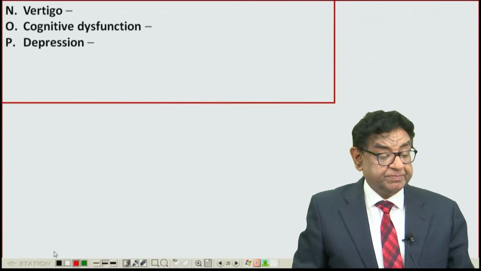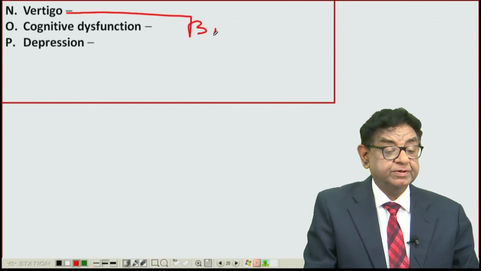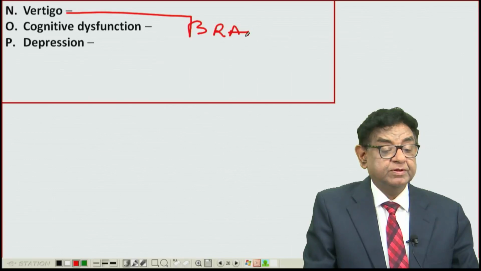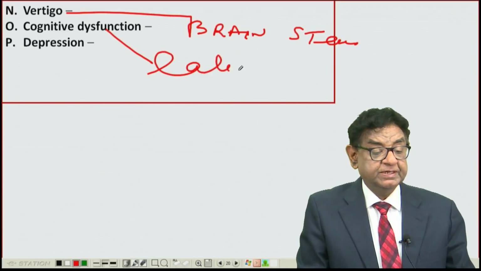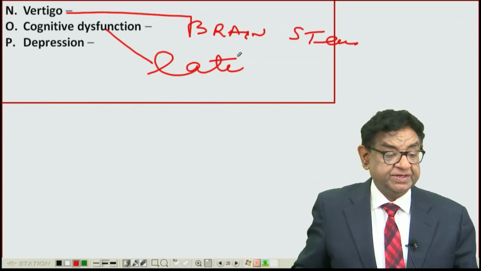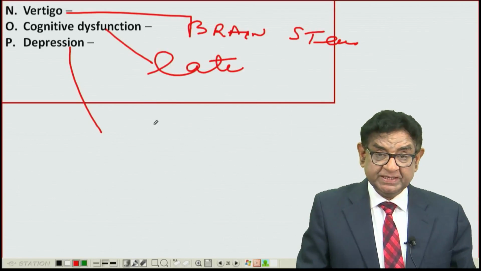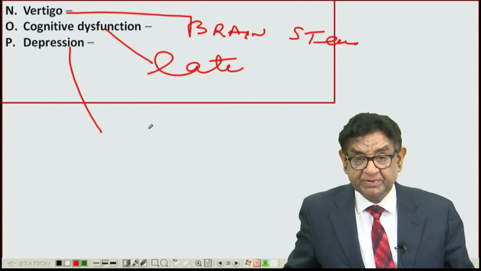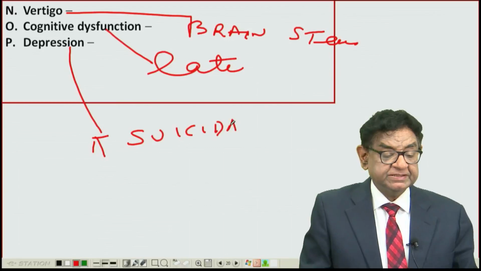Vertigo, especially when the brain stem is involved. Memory loss is a late feature. That means dementia is not a feature, but depression is very common because at times the patient may be really handicapped, and they have increased suicidal tendencies.